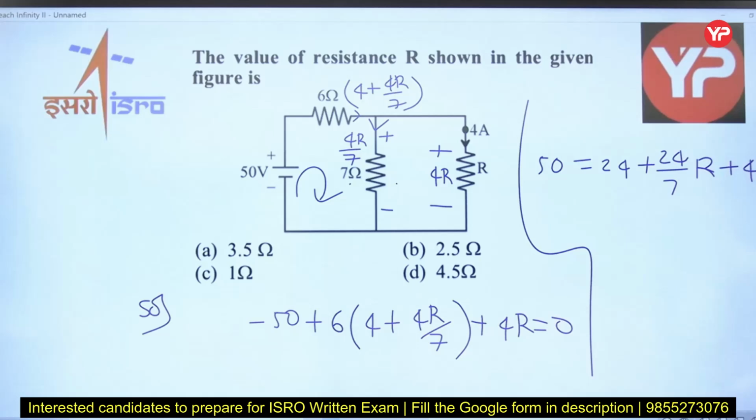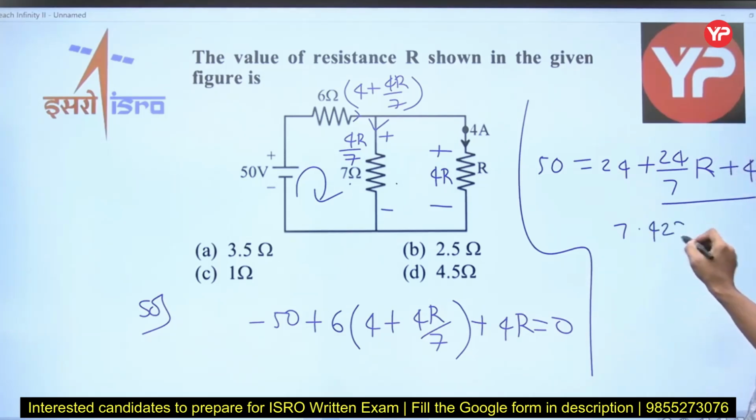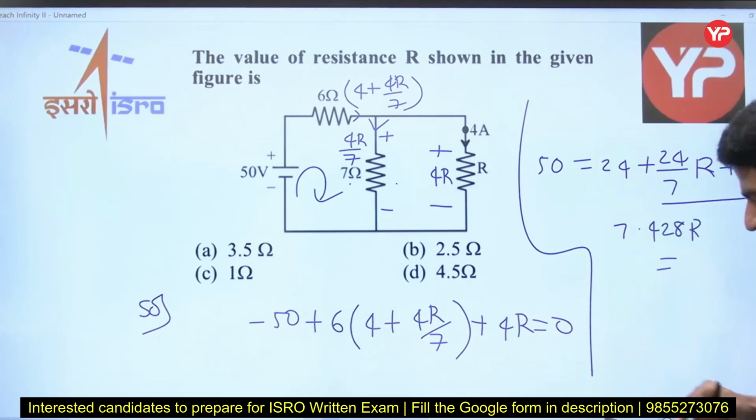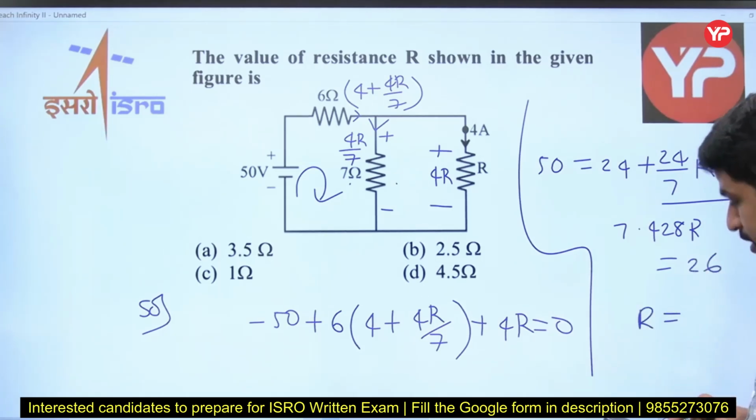Right? Calculate it. I do the calculation. 24 divided by 7 plus 4, 7.428. R is equal to 50 minus 24. 50 minus 24 is 26. So R is equal to 26 divided by 7.428.